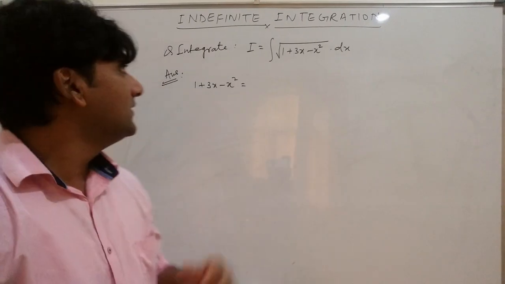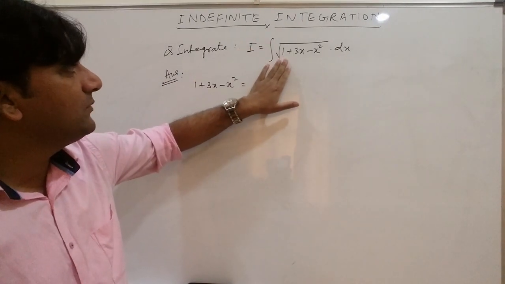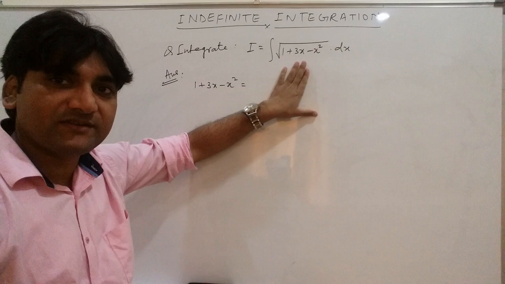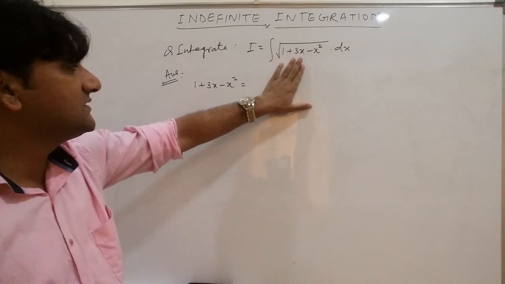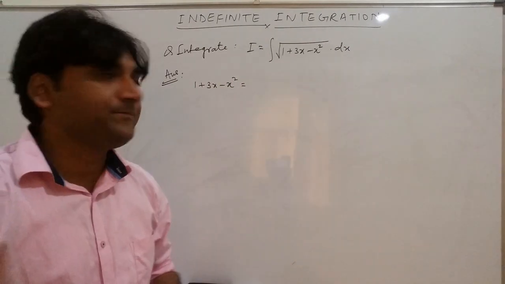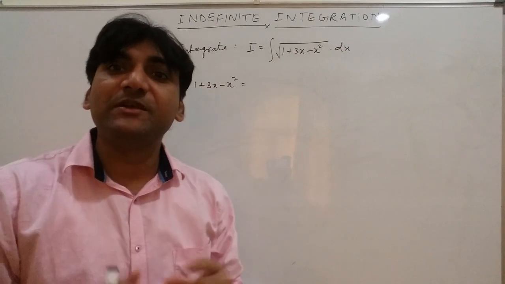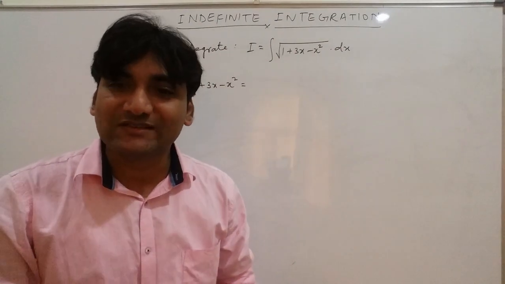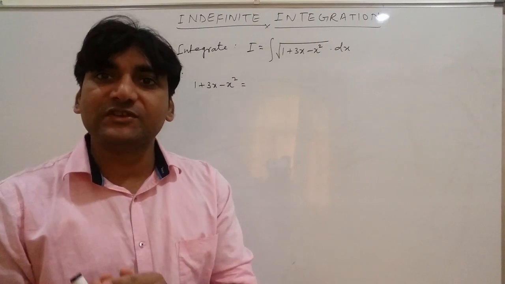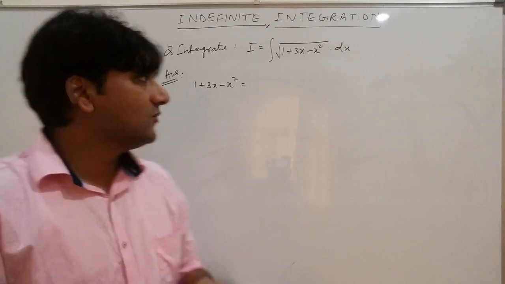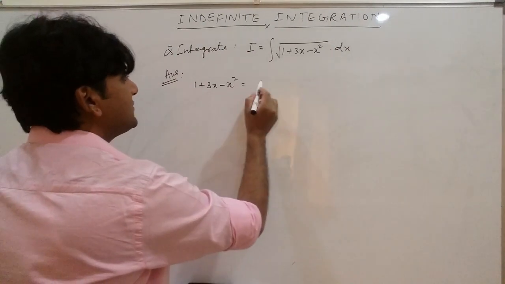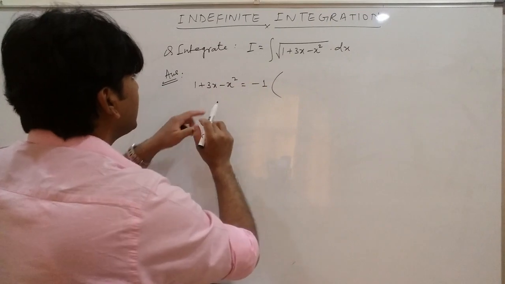Let's do another example. Integrate I equals root 1 plus 3x minus x squared dx, right? Now again, we have to make this expression in perfect square form. So first take it out, 1 plus 3x minus x squared you will write, and you have to make it perfect square. So first of all, the x square coefficient must be plus 1, whatever it is, like minus 2x square, plus 10x square, plus 5x square. Whatever x square coefficient you have, you have to take that common. So over here x square coefficient is minus 1, so I have to take minus 1 common.